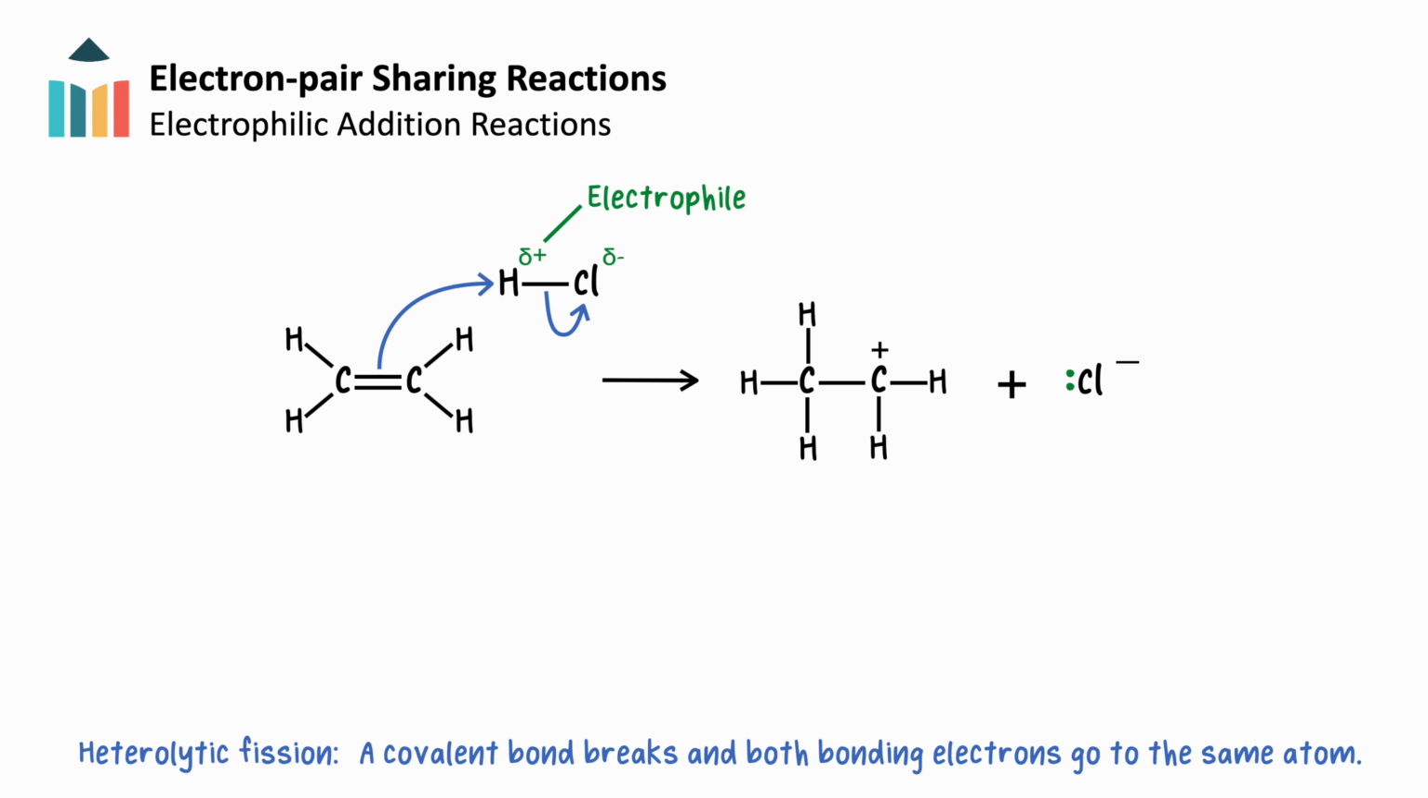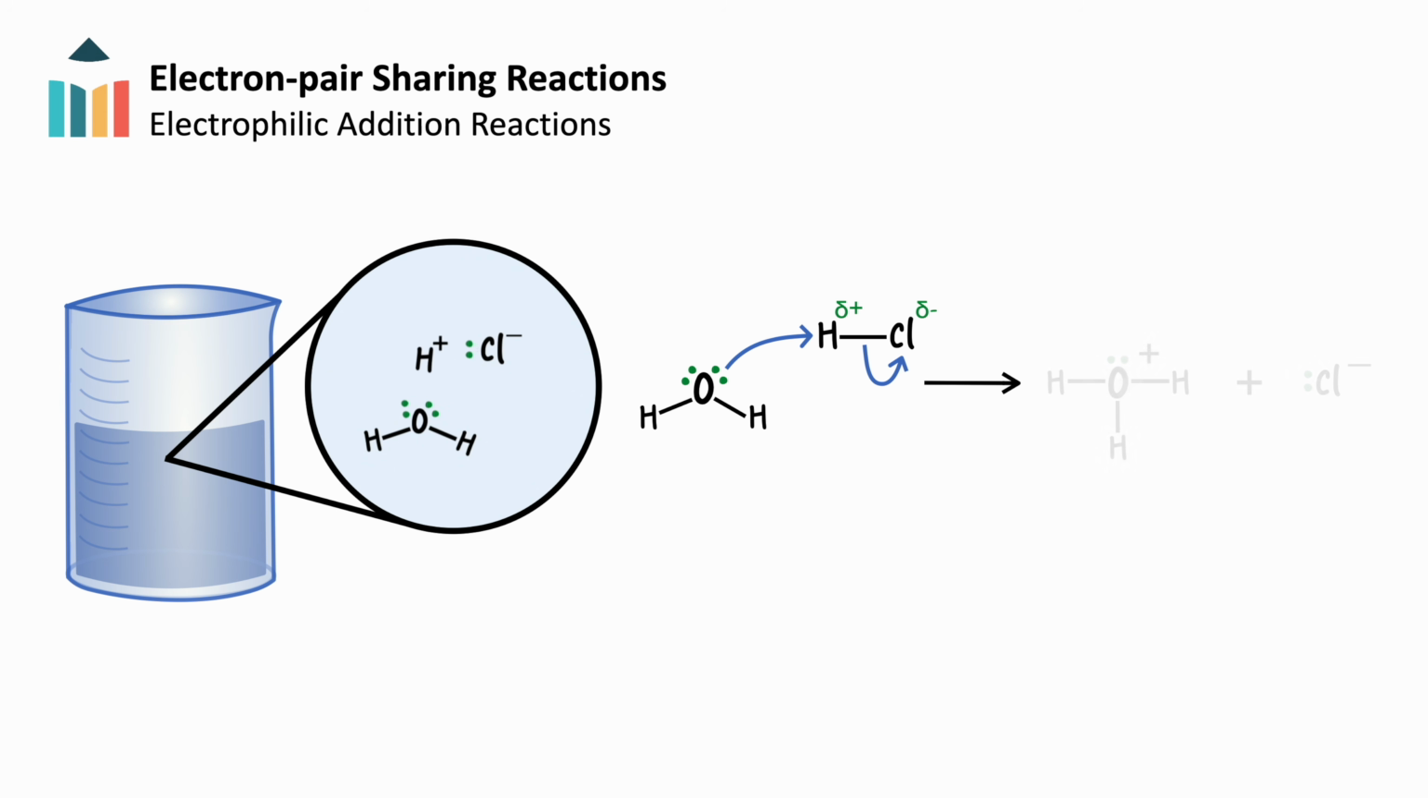In this case, the bonding pair of electrons from the HCl bond are transferred entirely to the more electronegative chlorine atom. This produces a chloride ion and a proton, H+, although the proton immediately bonds with the alkene to form a new carbon-to-hydrogen bond. This is different from homolytic fission, where the electrons split evenly. Heterolytic fission will always produce ions. A common real-world example of heterolytic fission is the ionization of hydrogen chloride in water, where HCl breaks into hydrogen and chloride ions.